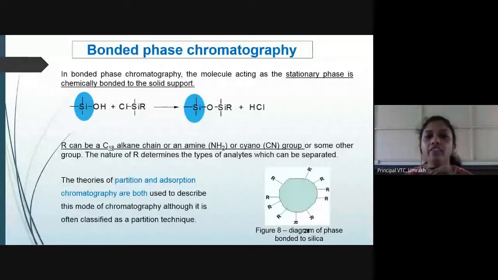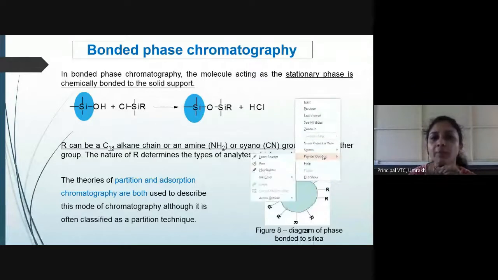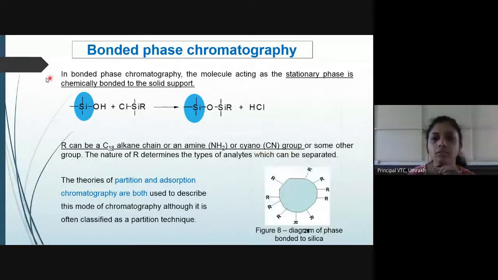Now, next one is bonded phase chromatography. We can consider this as a modification of partition and adsorption chromatography. In bonded phase chromatography, your stationary phase will be chemically bonded, meaning some functional group will be chemically bonded on your stationary phase. For example, here your silica group, the SiOH silicon hydroxyl group, will be bonded with some R molecule.